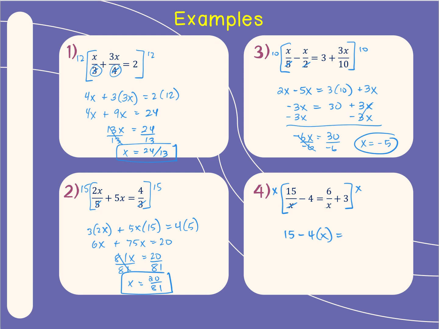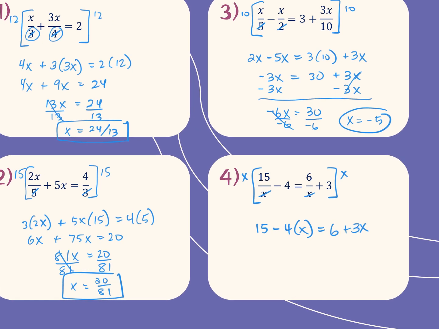When I do 6 over x times x, the x at the bottom is going to cancel, so is the one at the top, so it's going to be just 6. And then I'm going to do 3 times x. And then I've got the plus 3 and then 3 times x. Okay, so I've got my problem set up. Now I'm just going to clean up each side. I see that they're fully simplified.